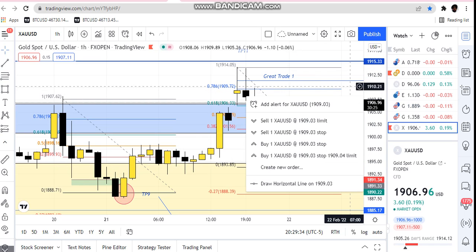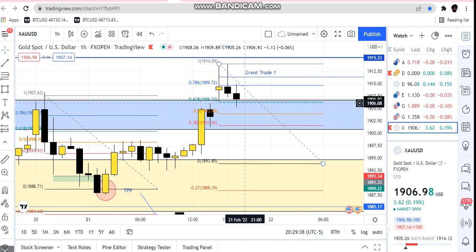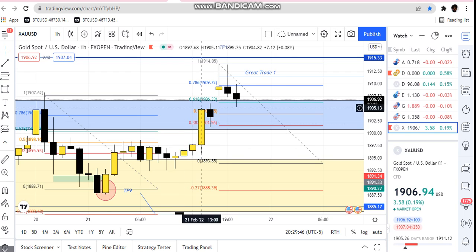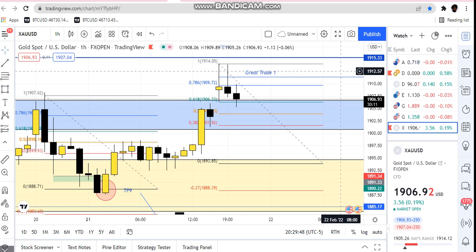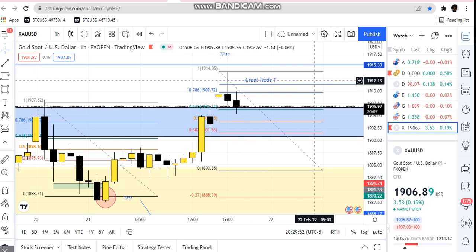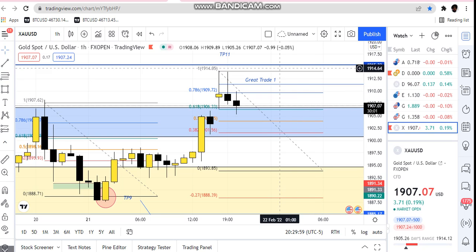All right, so cool. Right now, price went past 0.78. Next level is 0.618. Now we're looking for a trade. This gives us more confirmation that buyers tried to push price back up to take profit 11, and sellers came back in and pushed price back down. This gives us more confirmation that sellers are now in control, and now we're in a downtrend. This is what we could have done.